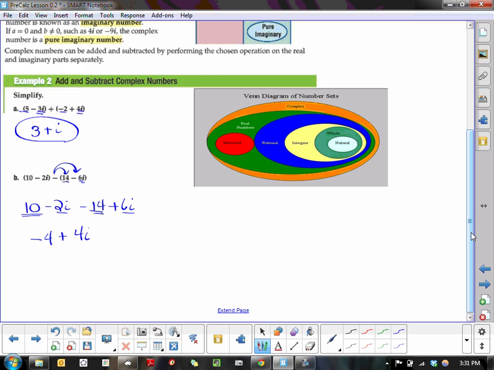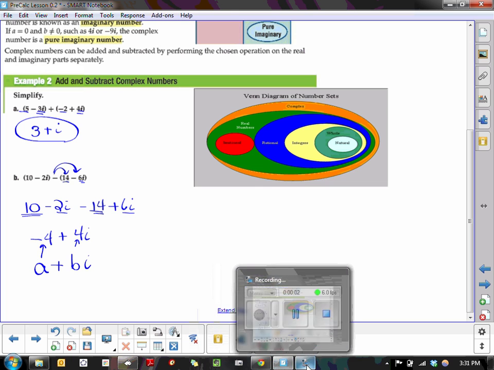Now these are written in standard form. It is in the a + bi form. a is a negative 4, b is a 4, and that's your standard form of a complex number. So adding and subtracting, keep in mind you're just going to collect the like terms.